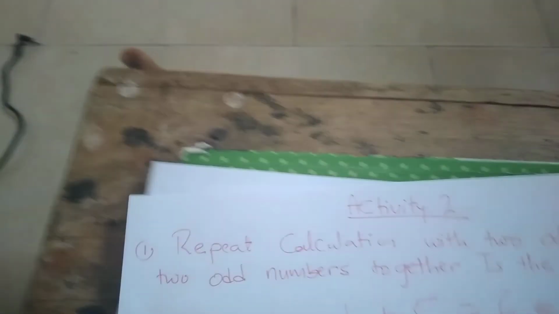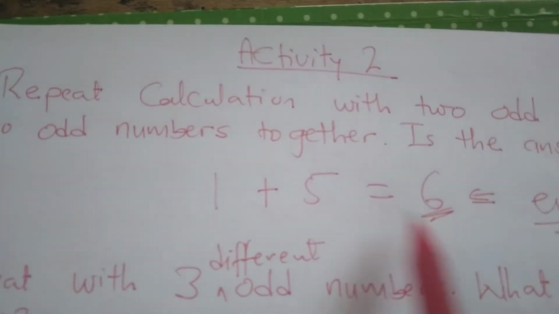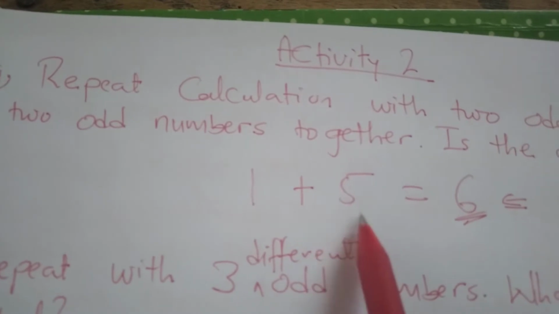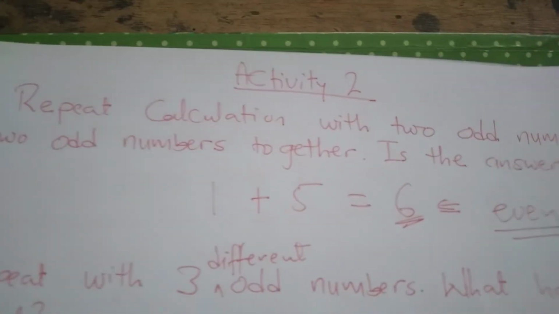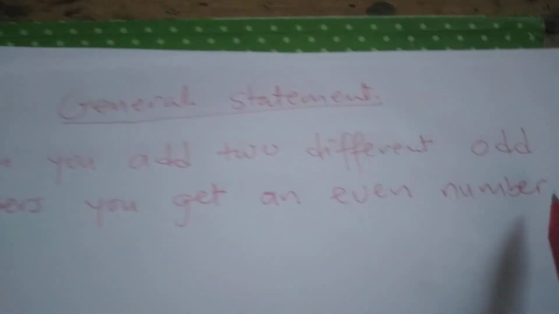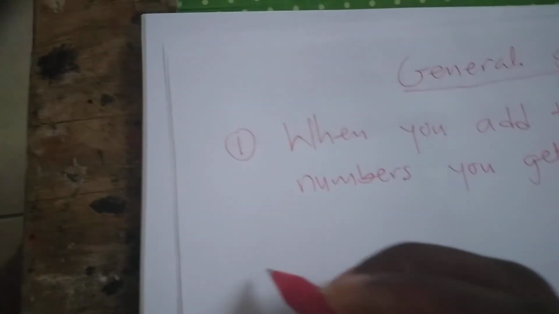And that is what I demonstrated here. I calculated and I got an even number. I added 1 plus 5, 2 different odd numbers, and I got 6, which was an even number. So my general statement on that is very clear. Now let's move on to the next one.